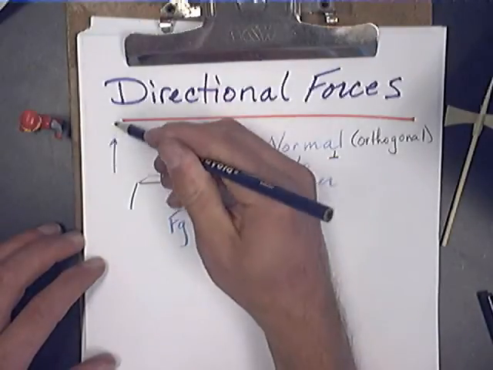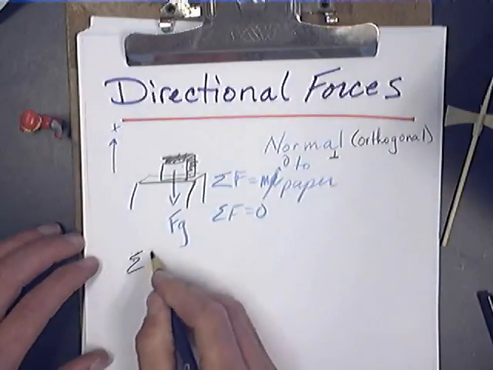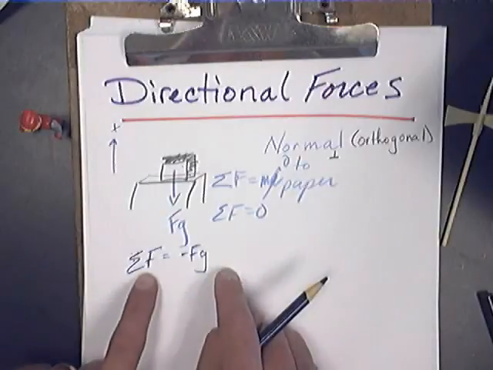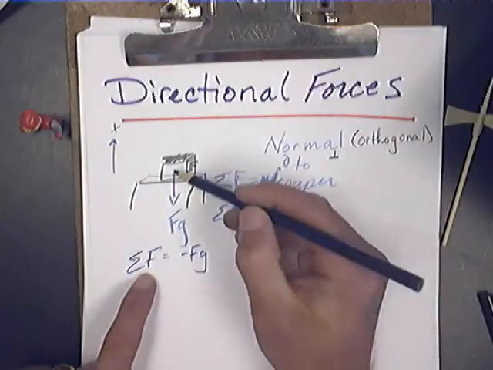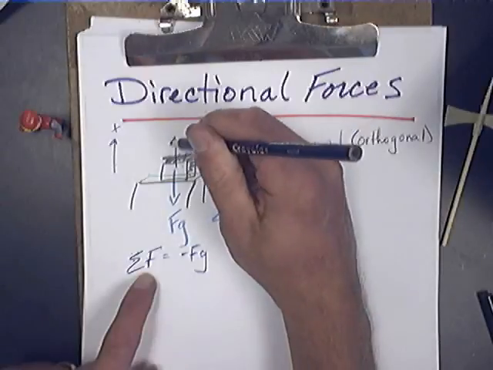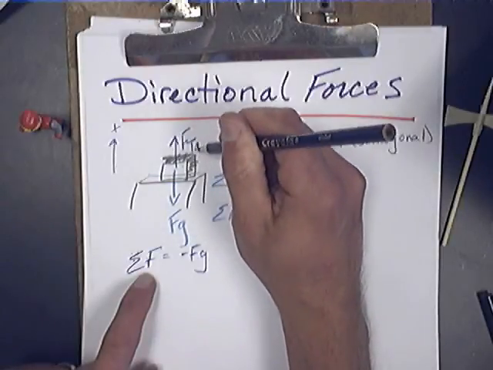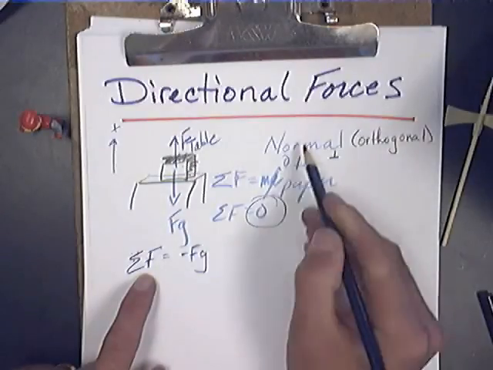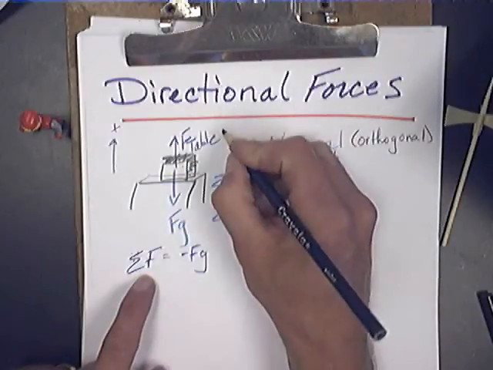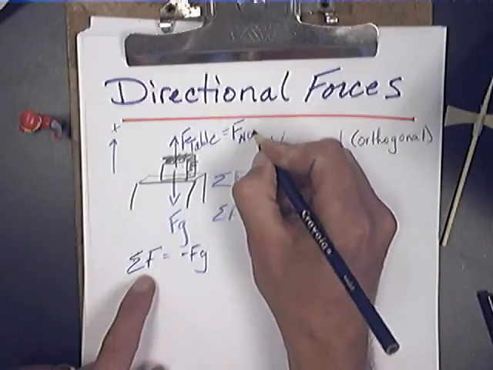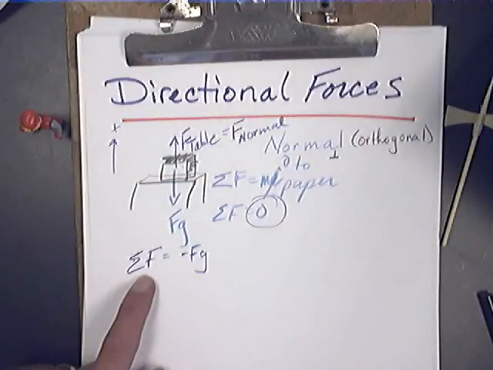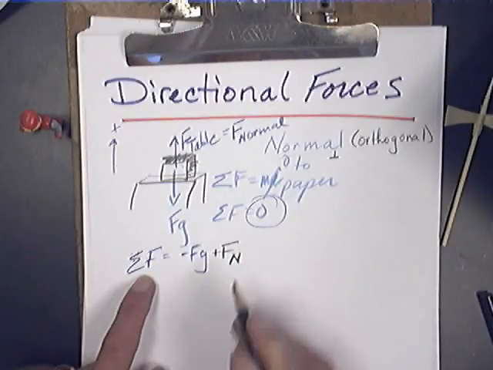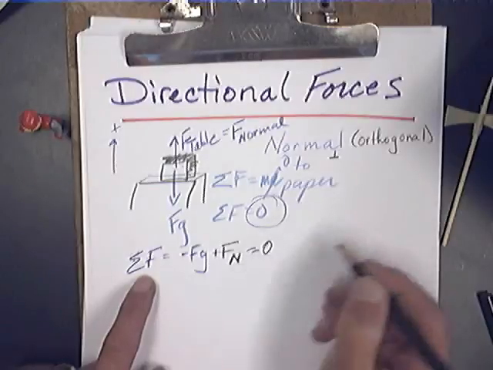If this way is positive, the sum of the forces equals negative the force of gravity, but I have to have something else in order for me to get to 0. Something else has to be pushing it up. It's the force of the table. But what direction is that pushing? What direction is the table pushing? It's normal. So we will often call that a normal force. So, force of the table plus the normal force gives me 0, which makes sense.